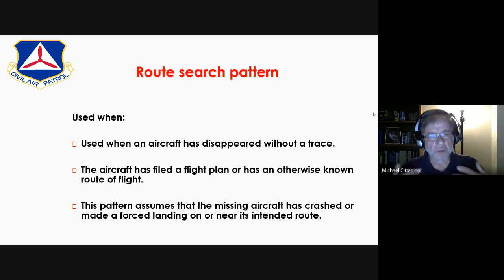So we're going to start off with a route search. A route search is basically used when an aircraft's line of flight is known or suspected, and the aircraft has disappeared, but we don't have any information on its last known point. So simplistically, what we're going to do is make an assumption that the aircraft crashed or force landed somewhere along its planned route of flight, and we're going to follow that route of flight to look for it.